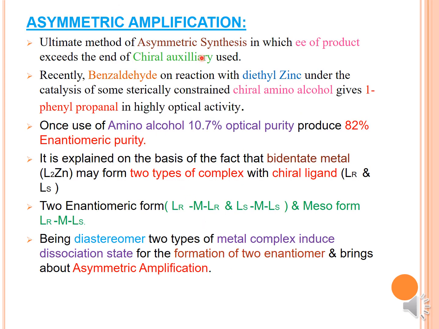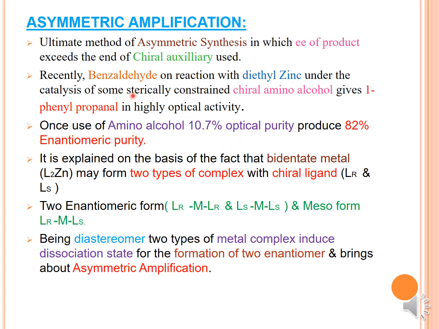Moving on to asymmetric amplification. So what do you mean by asymmetric amplification? In general, I will speak about the reaction. We are taking the two enantiomers, okay. Once we take the enantiomers, the metal complex will induce the metal in the dissociation state, leading to the formation of enantiomers, okay. That will lead to the formation of your asymmetric amplification. That is called asymmetric amplification.